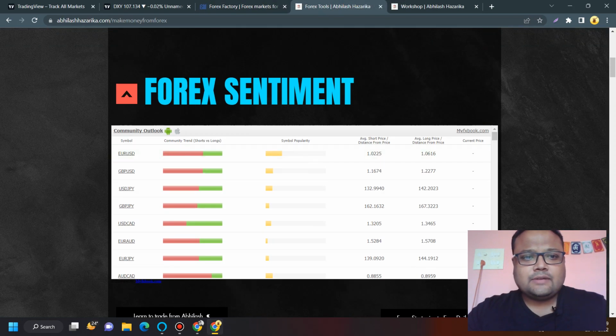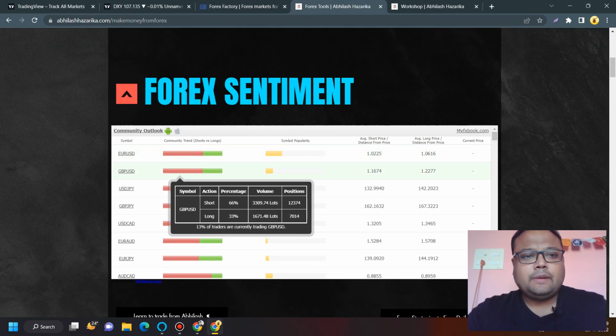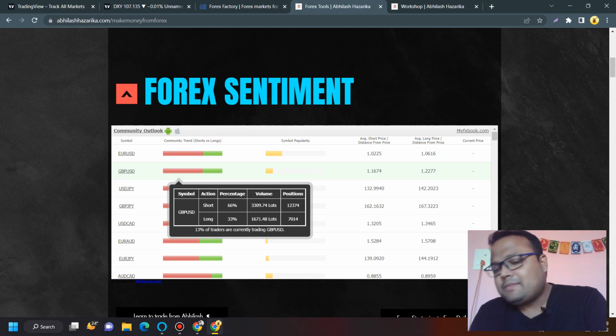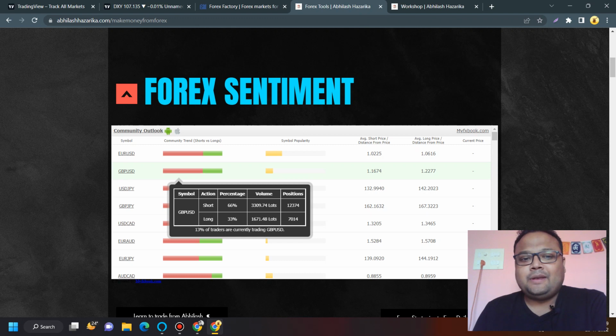And this is the Forex sentiment meter. We can see that 66% of retail traders are on the sell side. They have taken sell positions, and 33% are on the long side, meaning they have taken buy positions. Usually we see the market moving against the sentiment meter. So if retailers are on the sell side, there is a higher chance of the market going towards the upside.